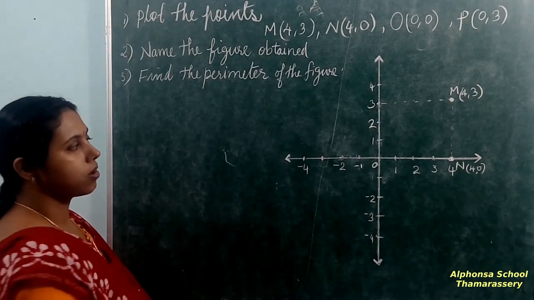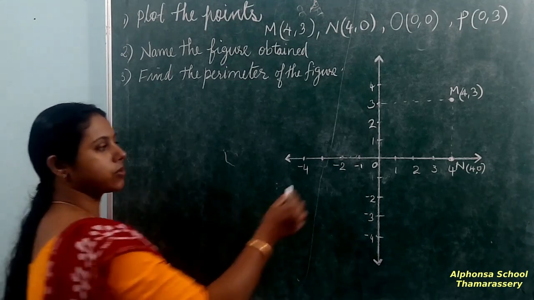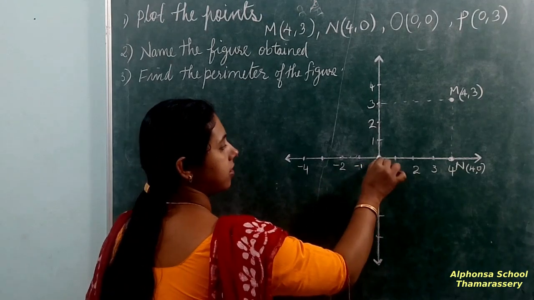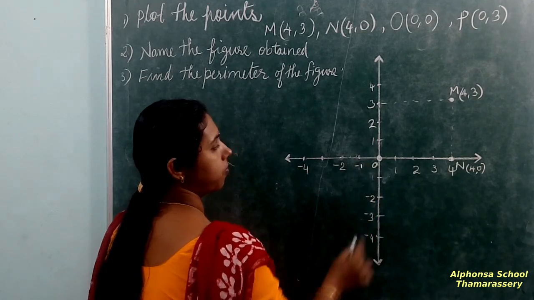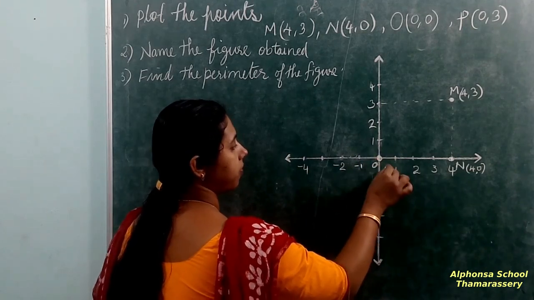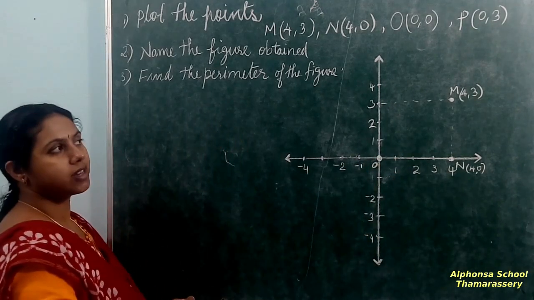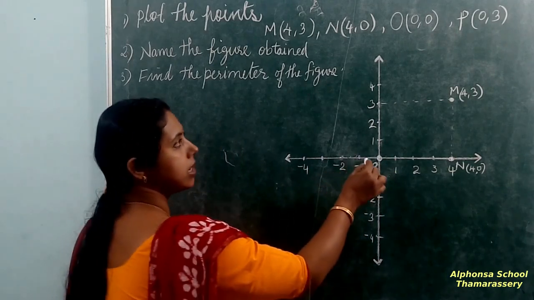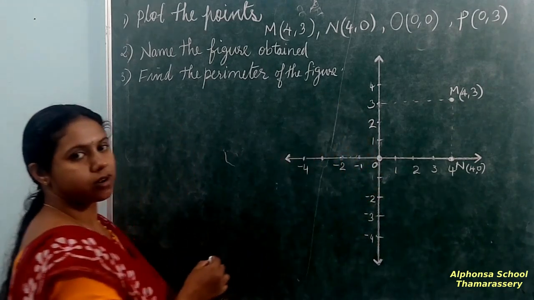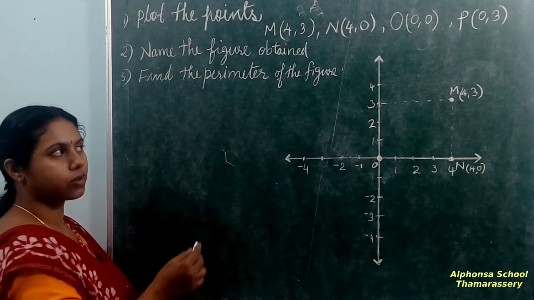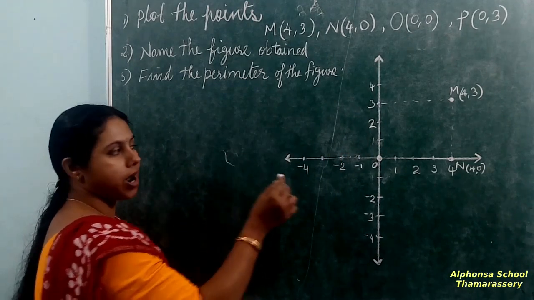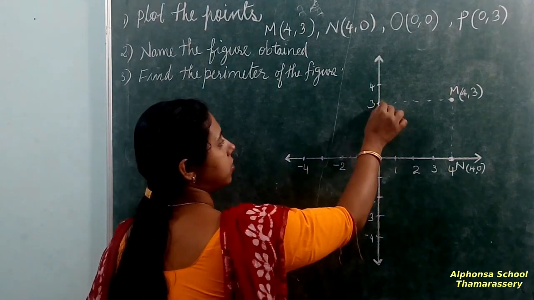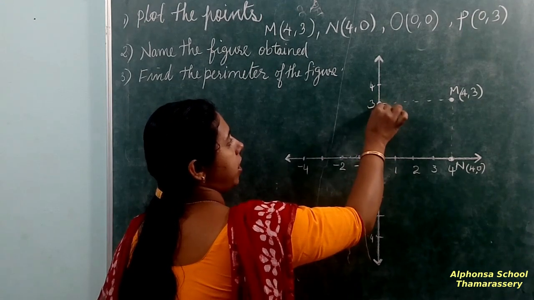Next O, coordinate 0, 0. So it is the origin. This is the position of O. Next P, 0, 3. The x coordinate is 0, the y coordinate is 3, so that point lies on the y-axis. 0, 3 is the point P.